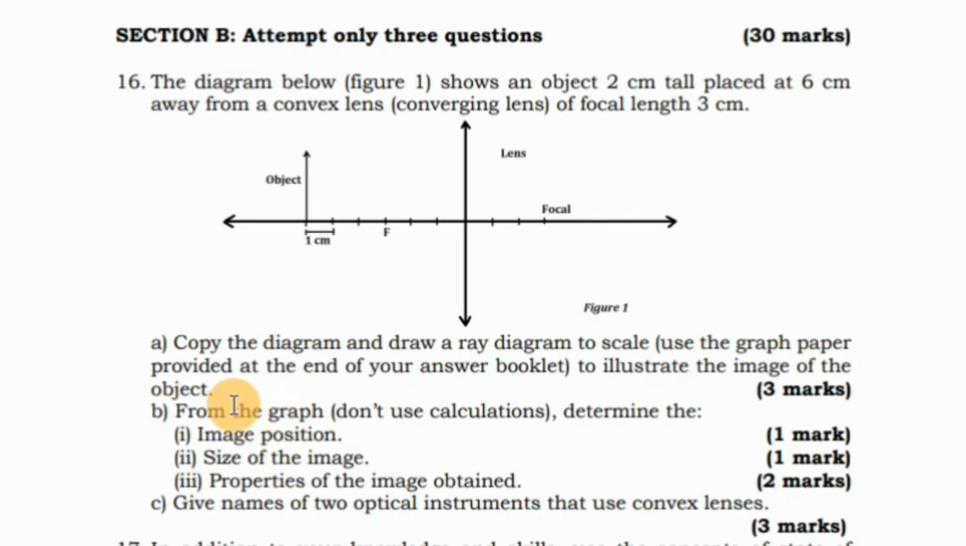Yes, question B says that from the graph, don't use calculations. Determine the I image position, II size of the image, III the property of the image obtained. Remember, they said by using the graph. So we are going to look at the graph, and then we have to find the image position, the size of the image, and the property of the image.